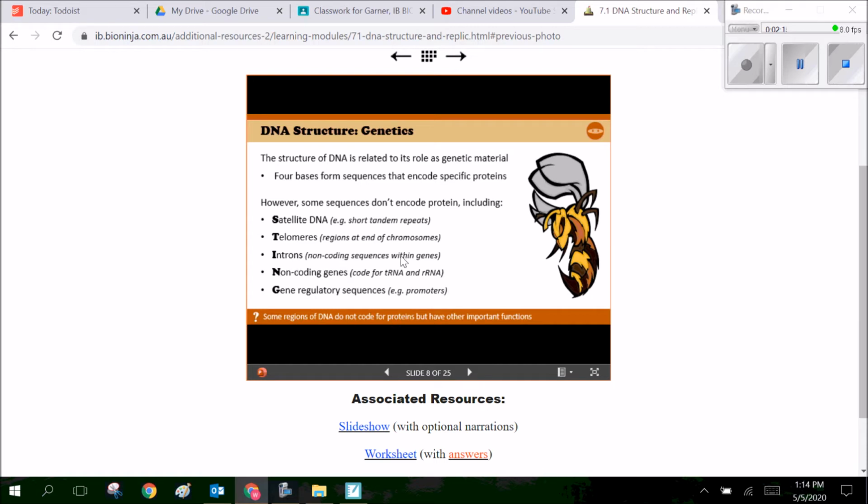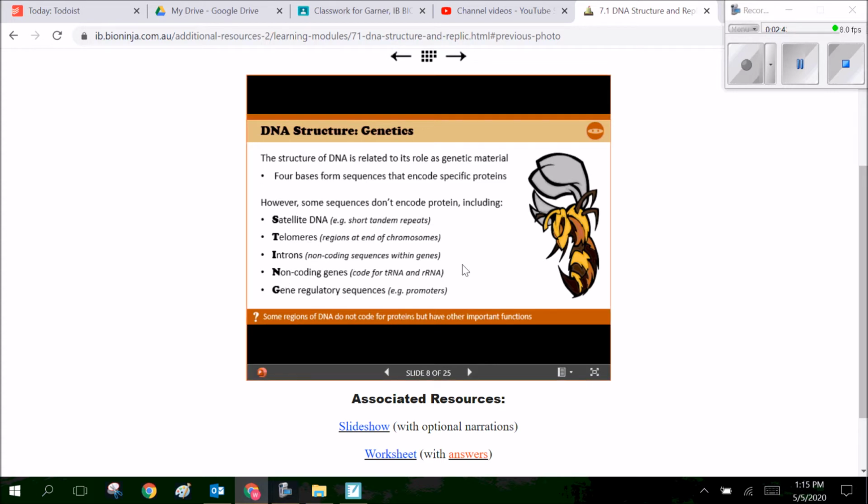The introns are what we cut out of the mRNA with post-transcriptional modification, which we talked about last time. Telomeres, we haven't talked about these, are just caps on the ends of chromosomes to help protect against DNA damage. Satellite DNA and short tandem repeats are just small repeating segments of DNA. And then, of course, non-coding genes are the genes coding for tRNA and rRNA, because we have to make those somehow in our body, and so that's how they're made.